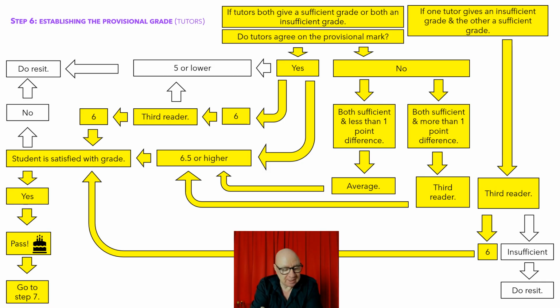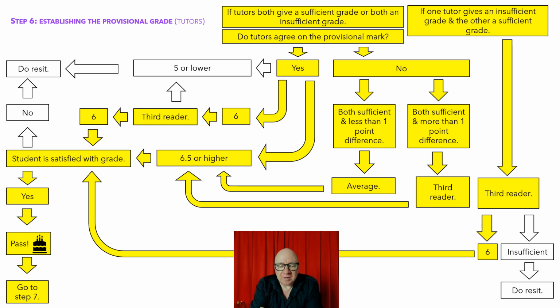If the third reader also says that it's a 6, then you get this provisional grade. In this case, it is a 6, and you're asked if you're satisfied with the grade. If so, you can go on to the defense, that's step 7, or if not, you can do the resit. Just like with any exam, you are allowed to do a resit. They could also agree, of course, that it's 6.5 or higher. Then again, you get this provisional grade, and you can decide whether you do the resit for a higher grade or you're satisfied with the grade and go to the defense.